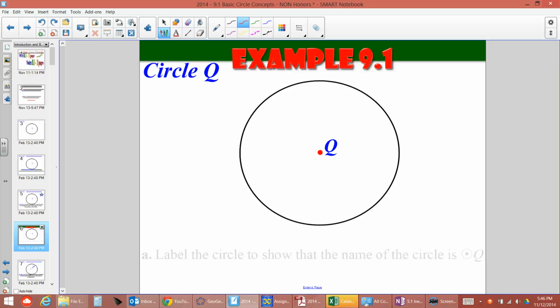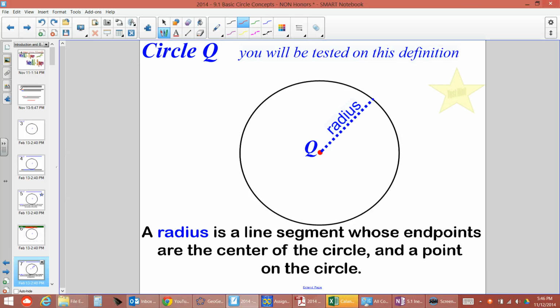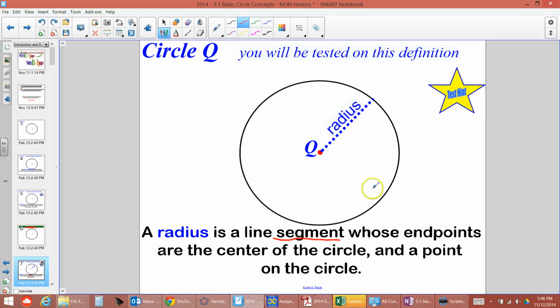Okay. Once you got that done, now we're going to talk about a radius. The definition of a radius is a line segment whose endpoints are at the center and on the circle. So we got one on the center and one on the circle. It's very specific to make sure we pay attention to the line segment. It's not a line. It's a line segment. That means it stops. All right. Also, one is at the center and one is on the circle.